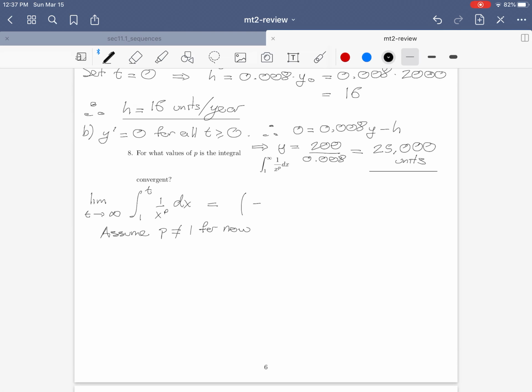And so then what do we get? We get negative x to the negative p plus 1 divided by negative p plus 1, evaluated at 1 and t. And this becomes the limit as t tends to infinity of t to the 1 minus p divided by 1 minus p plus 1 divided by p minus 1. Apologies, that's the wrong way around. It's 1 divided by p minus 1.